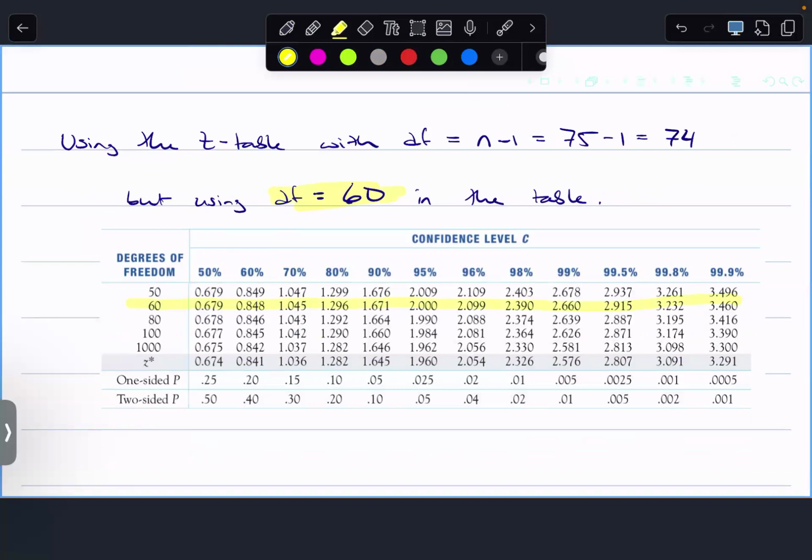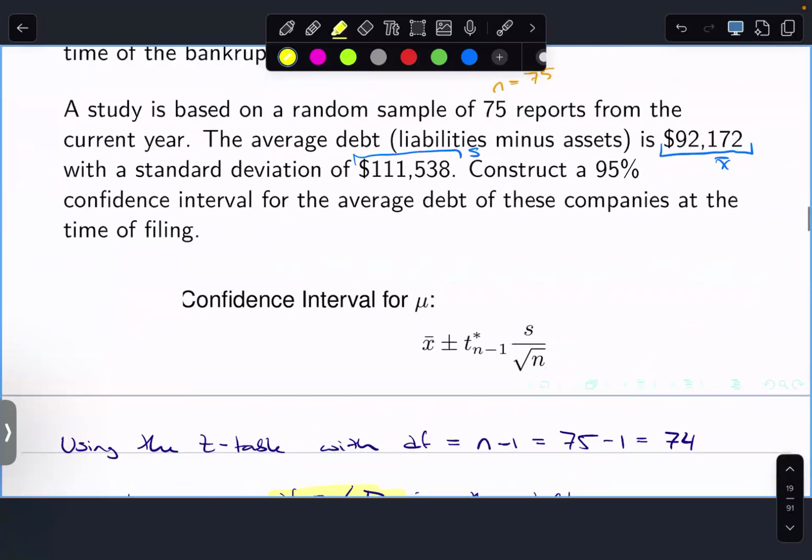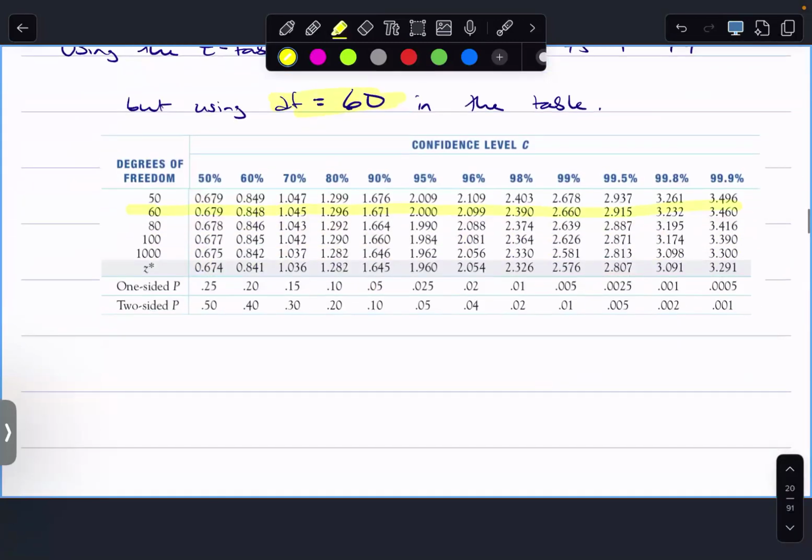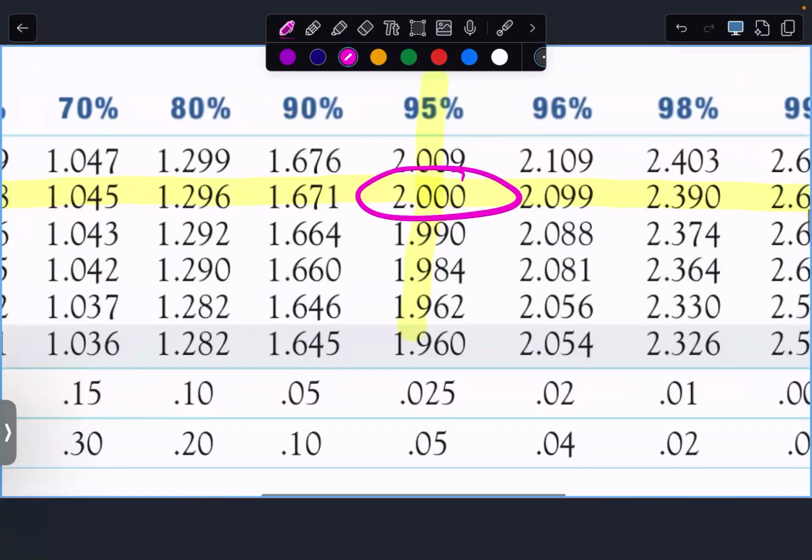Not 80. But from here, that's fine. I wanted a 95% confidence interval. Look at this beauty. It's exactly 2. It's the only one on there.